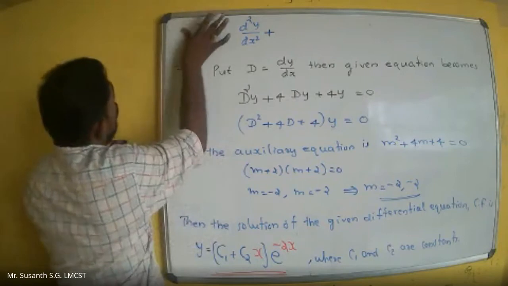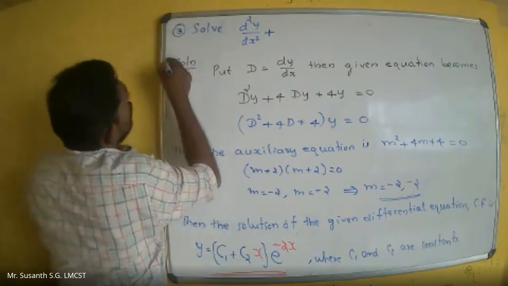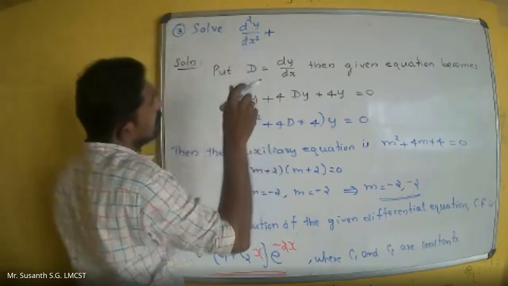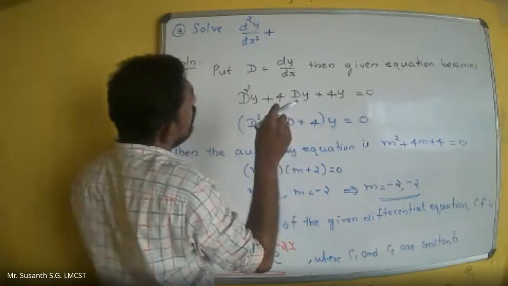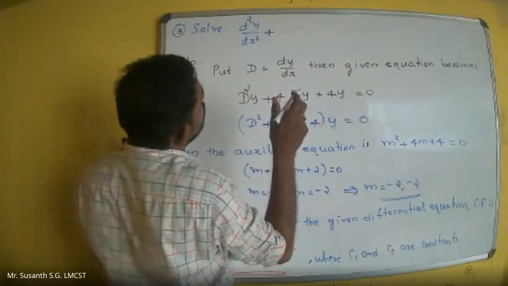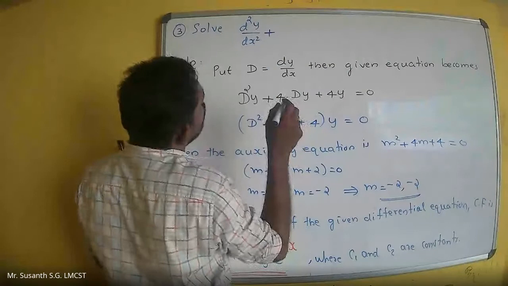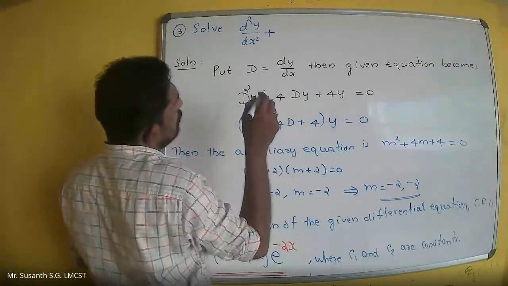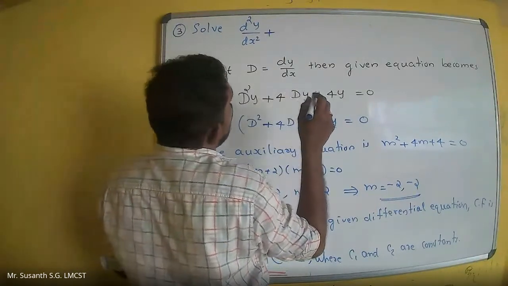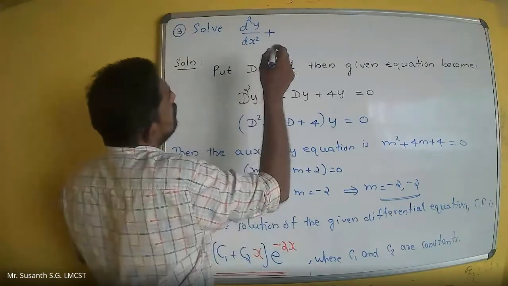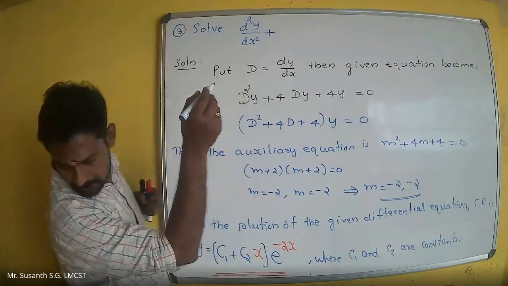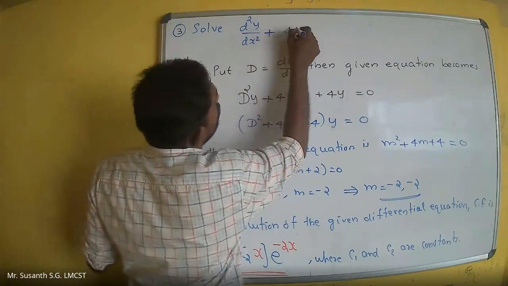Next question: solve d square y by dx square plus 4y is equal to 0.